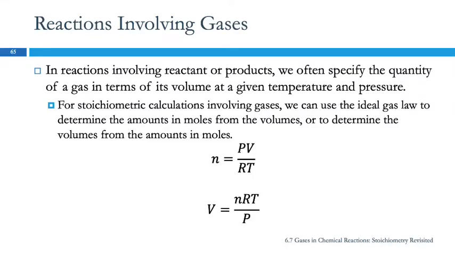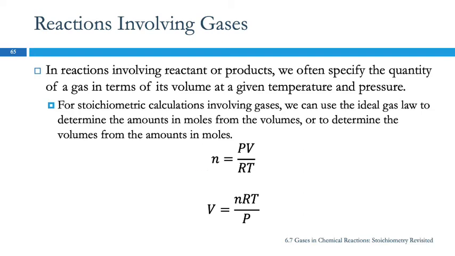This section is called Gases in Chemical Reactions, Stoichiometry Revisited. So here it comes around again. If we have gases as reactants or products, we can't measure that really as molarity. You can't really measure the mass of it, not conveniently, and so we'll typically specify the quantity of gases as their volume at a particular pressure and temperature. And then we'll use the ideal gas law to calculate the moles.